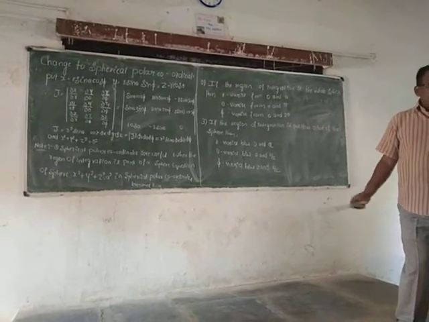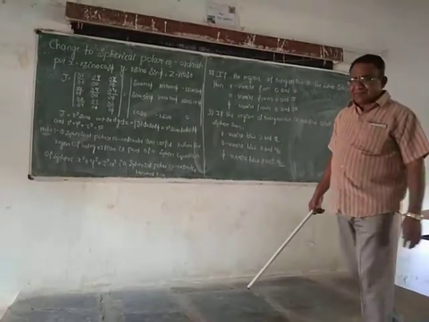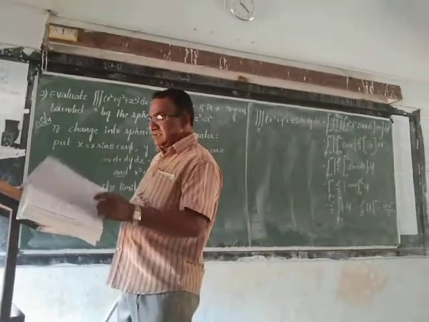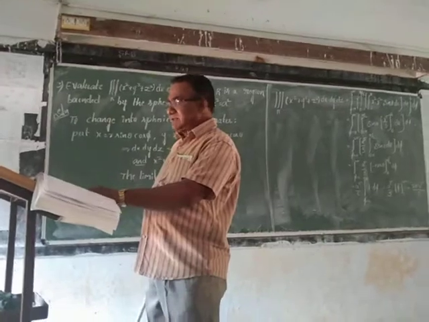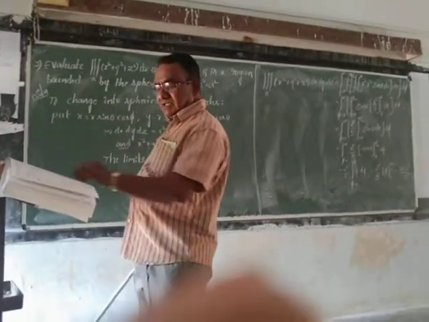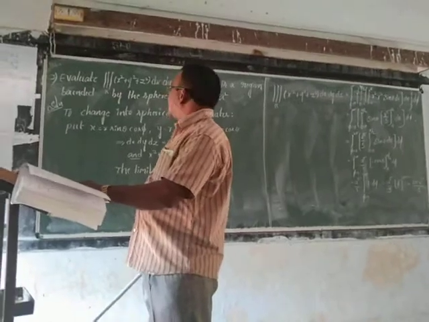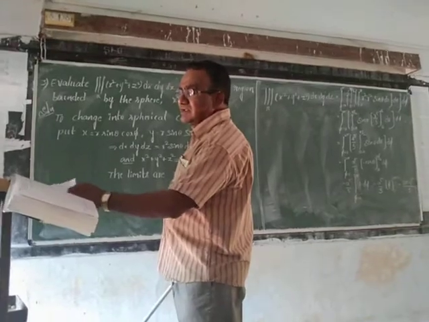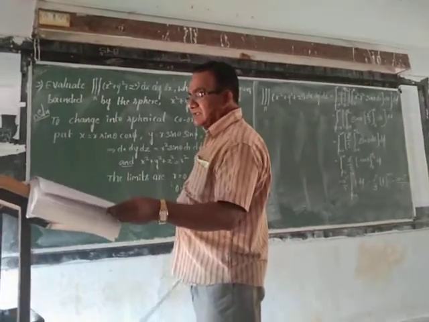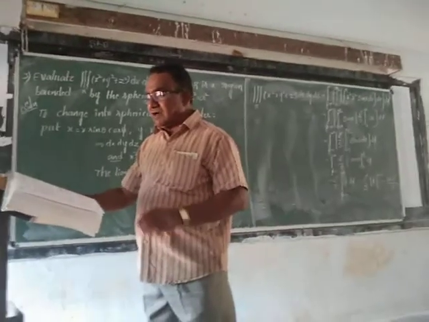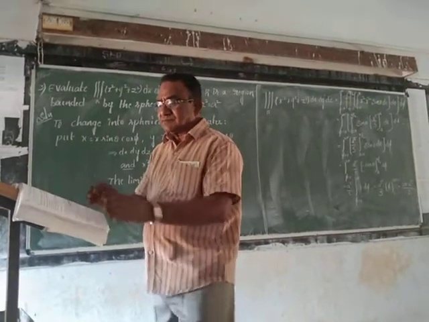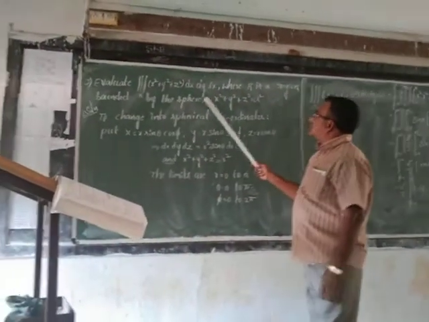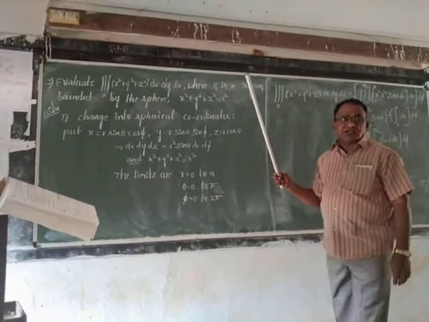Okay. With this, let's go to the examples. The first example is this. Evaluate the triple integral over the region R of x squared plus y squared plus z squared into dx into dy into dz, where R is the region bounded by the sphere x squared plus y squared plus z squared is equal to a squared.